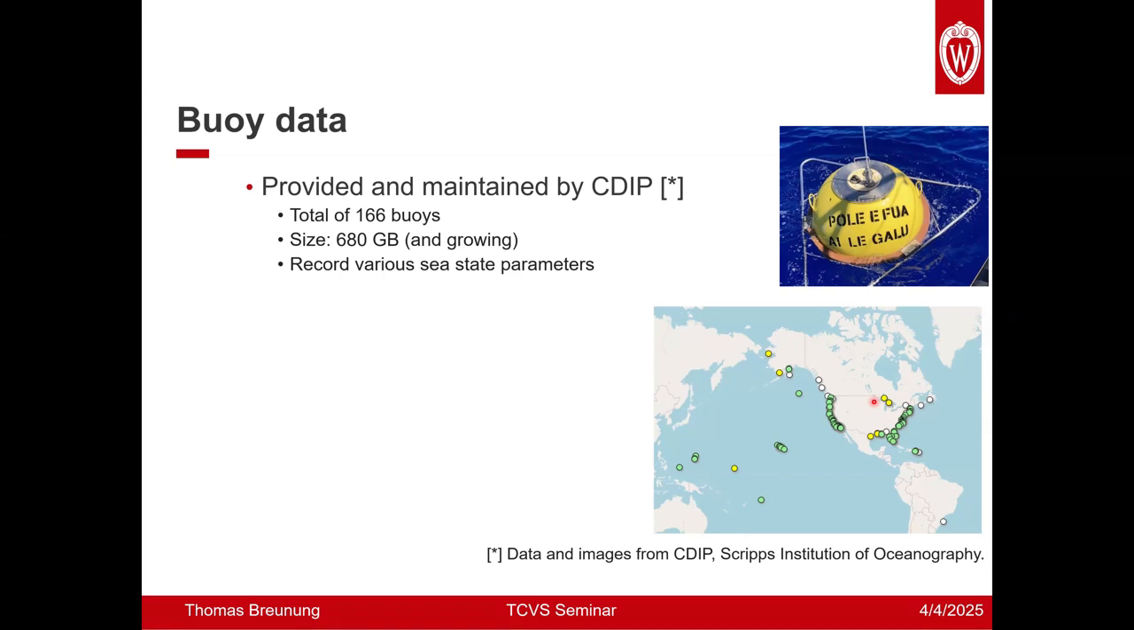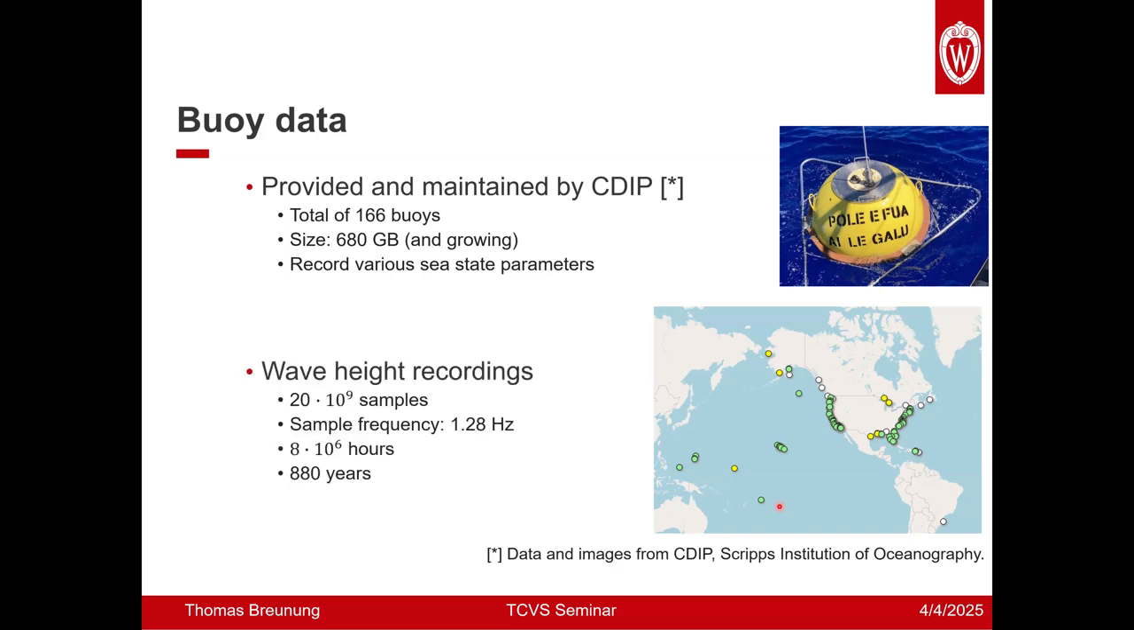CDIP is a program run by, or financed by, the Scripps Institution of Oceanography out of UC San Diego. And they provide a network of more than 160 buoys, primarily located at the coastlines of the continental US. And they record various sea state parameters, and what I'm interested in is the wave height profiles. If you stitch all the measurements together from all these 160 buoys, we have about 880 years of data sampled with a sampling frequency of 1.28 hertz.